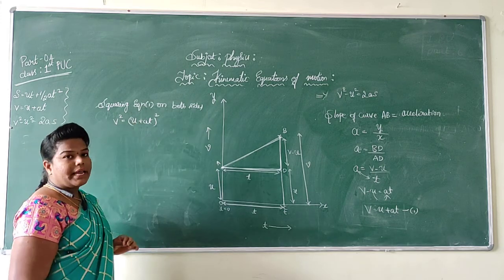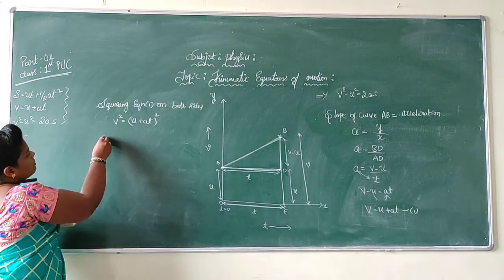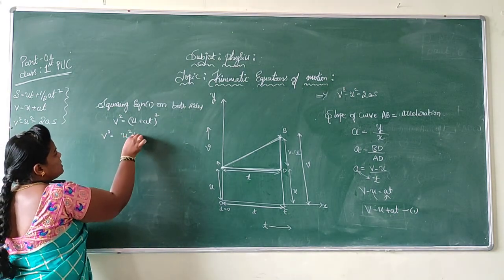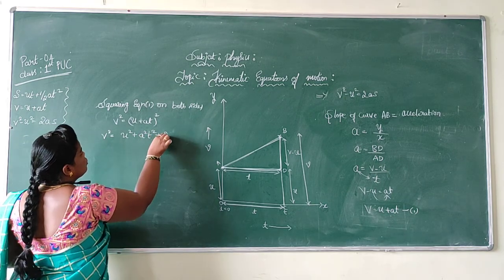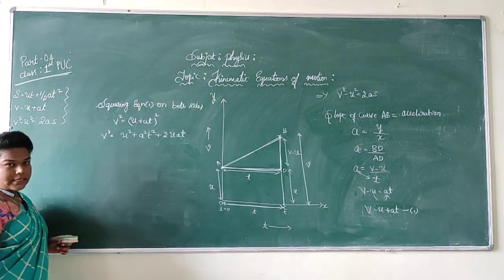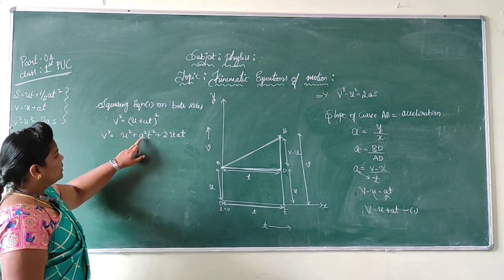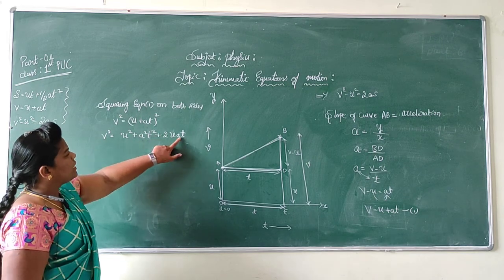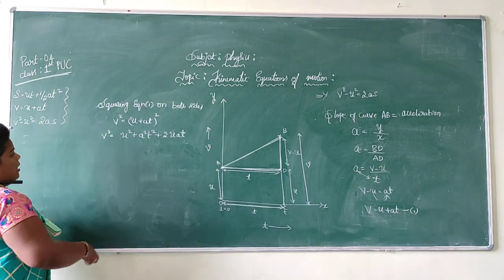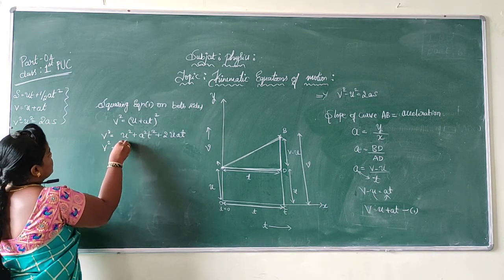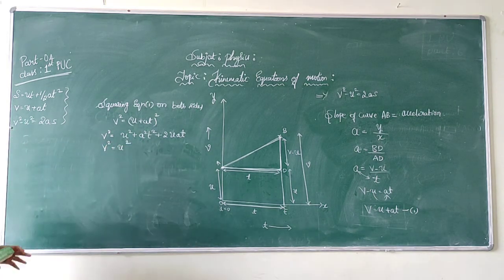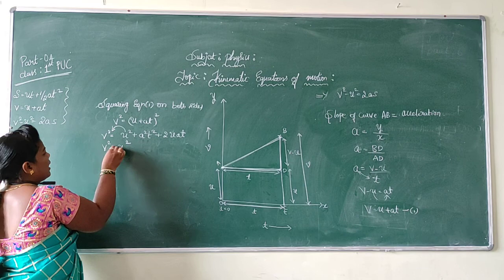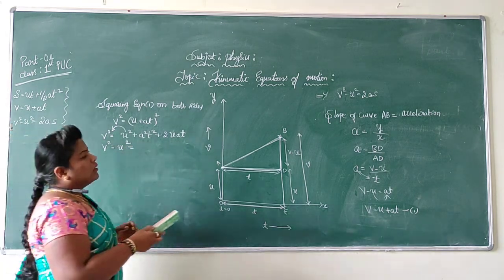Observe carefully: U plus AT whole square is in the form of A plus B whole square. From mathematics, that can be written as A square plus B square plus 2AB. See, A square is U square, B square is A square T square, and 2 into A is 2U and B is AT. So now V square equals U square plus A square T square plus 2UAT. Rather than writing this, I just want to shift U square over here. If I shift U square to this side, it becomes minus. So I got the LHS part.